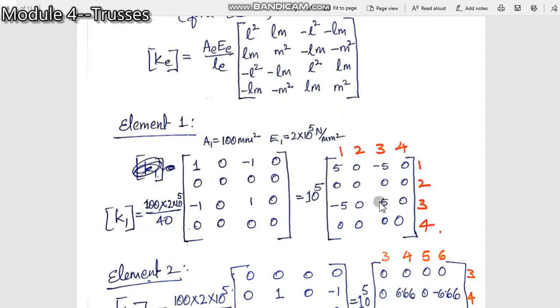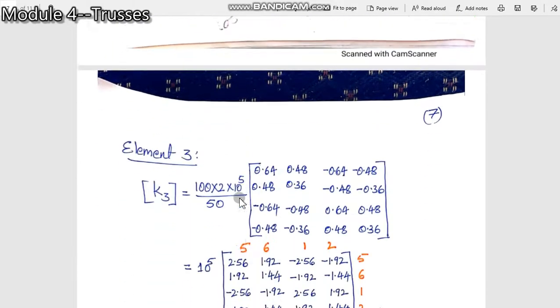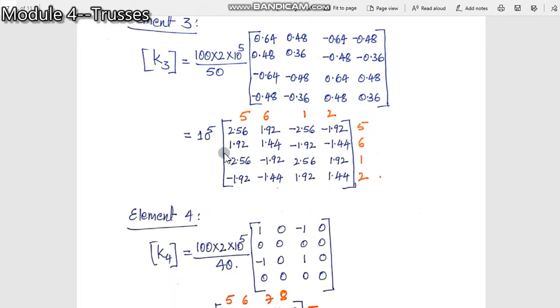Complete this. Here, the most important thing is deciding the element connectivity for element 1: 1 2 3 4, 1 2 3 4. It is related to the element connectivity table. Similarly, for element 2, all the values are given, 3 4 5 6, 3 4 5 6. For K3, again this is given, and L and M are given. Just substitute and simplify it.